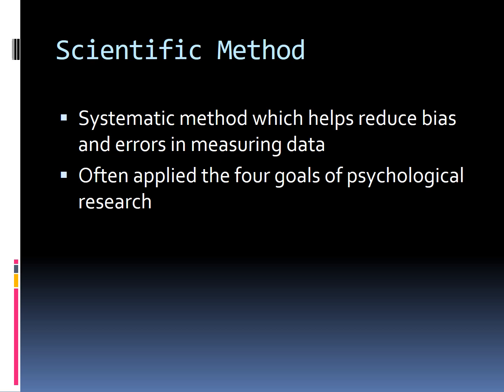Psychologists and scientists have worked very hard to maintain objectivity in experimentation, especially since psychology is such a subjective construct and field. And the one way that they do this is through the scientific method. Oftentimes, the scientific method is applied to the 4 goals of psychological research, which includes the what, why, when, and how questions that we will cover in a few minutes.